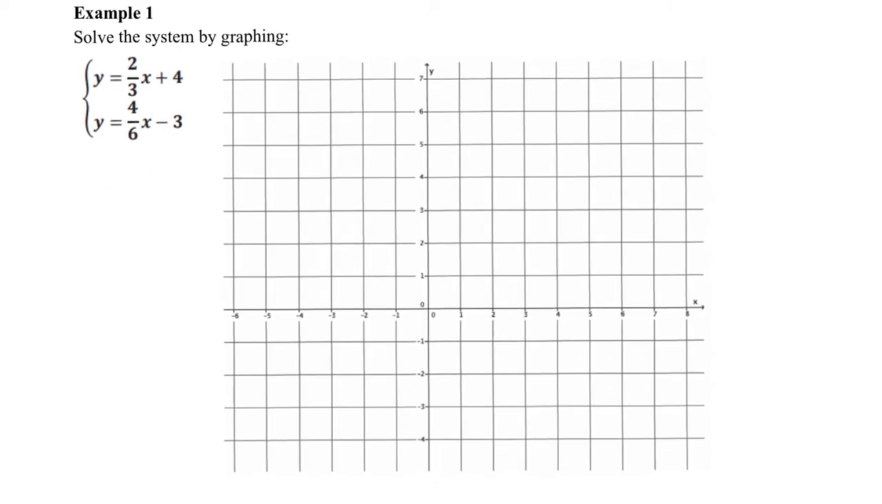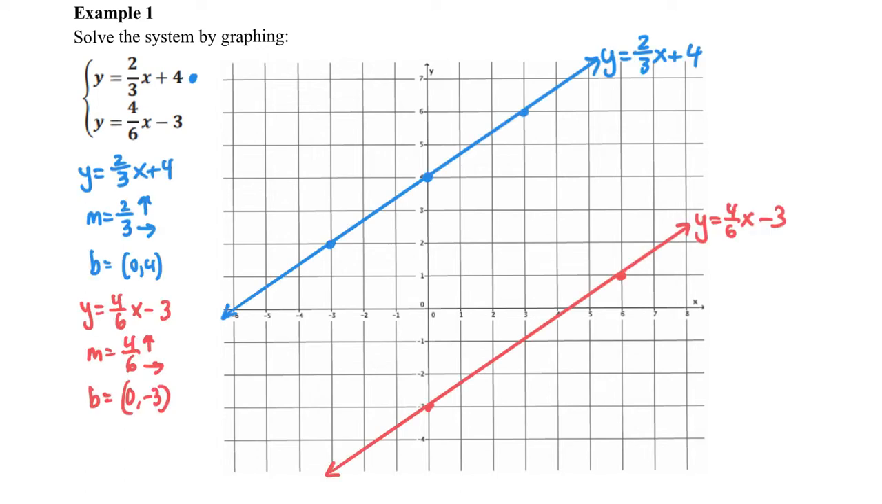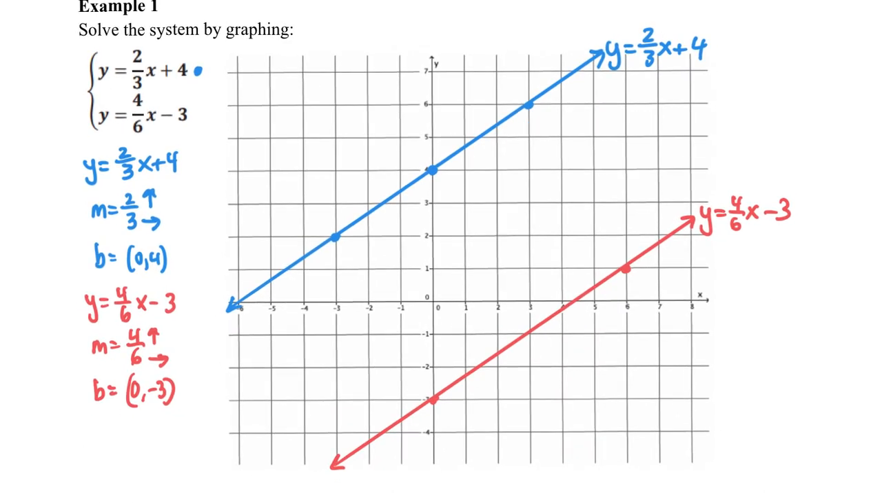So here we have a system that we're being asked to solve by graphing. Pause the video, go ahead and graph these two lines, see what happens. Okay, so I went ahead and graphed the two lines. The first line has a slope of 2/3, starting from a y-intercept of (0, 4). And then the red line, the second equation, had a y-intercept of (0, -3), and then had a slope of 4/6. And this is the picture that we should have ended up with.